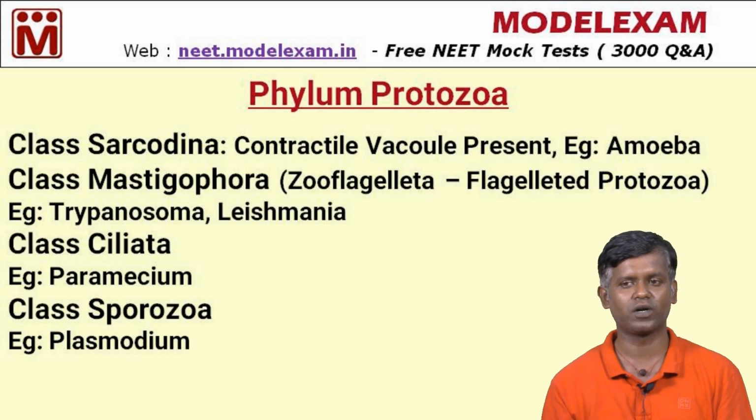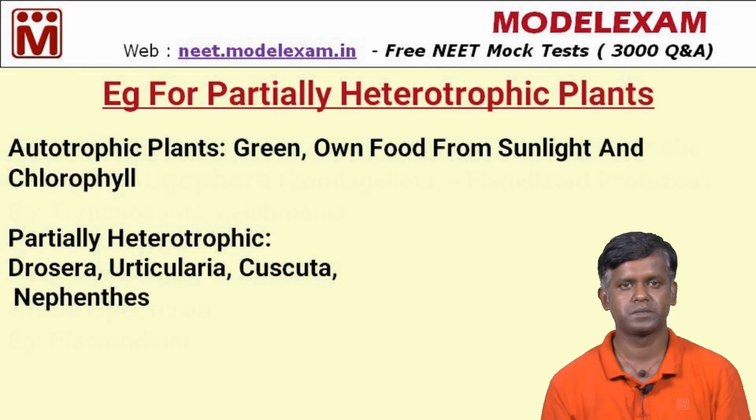Next class is Sporozoa. Here also it is inclusive of Plasmodium. Plasmodium is a causative agent of malaria, and malarial infection can be caused by more than 4 types of Plasmodium species.